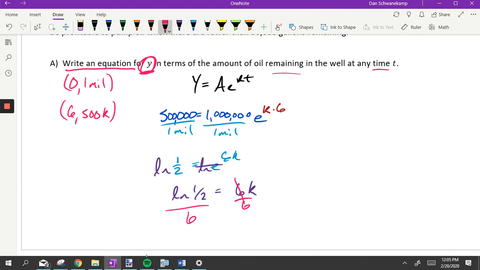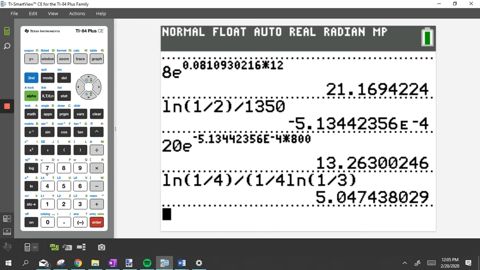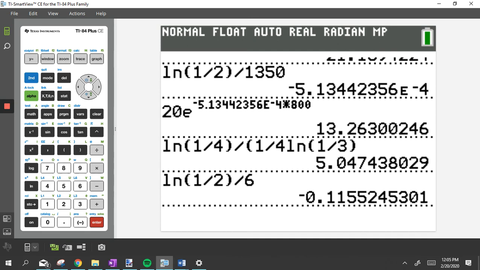If you want to, for this problem, because I'm not being real specific, you could just type this in. Natural log of 1/2 times 6. Am I times 6? No, I'm divided by 6, correct? Yeah. Divided by 6. Type it in, hit enter. Boom, there's my answer. It's that negative 0.115 number. Okay, we don't want to round it, though, if we're doing calculus.